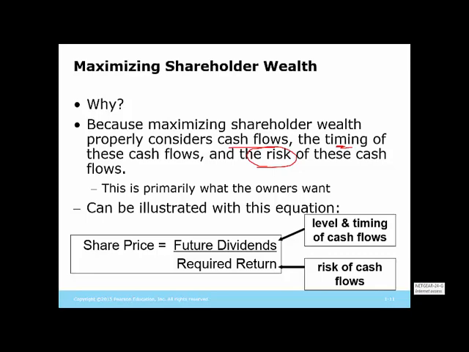So we have a very simple formula here. We'll develop this a little bit more as we go through the course. But the stock price equals the future dividends of the company divided by the required return. Well, the future dividends represent the cash flows, both the level and timing of cash flows, and the required return incorporates risk.